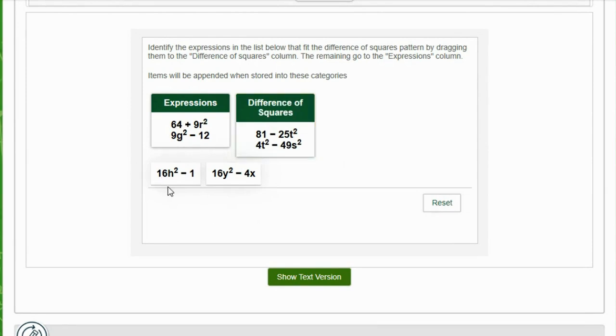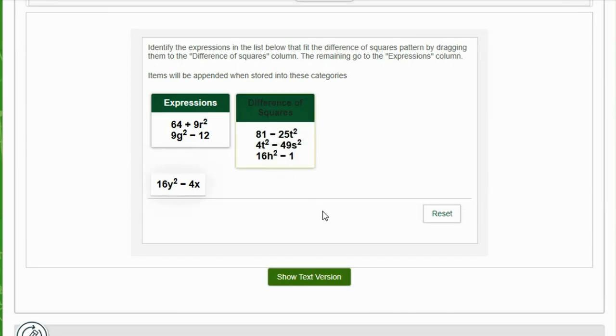How about 16h squared minus 1? Is that a difference of squares? Mary's going to jump out there and say it is. Daniel agrees. Anyone else think it is or is not? All right, everyone thinks it is. 16h squared, that's 4h times 4h, so that's definitely a square. 1 is a square. It's 1 times 1. So yes, absolutely, that is a difference of squares.